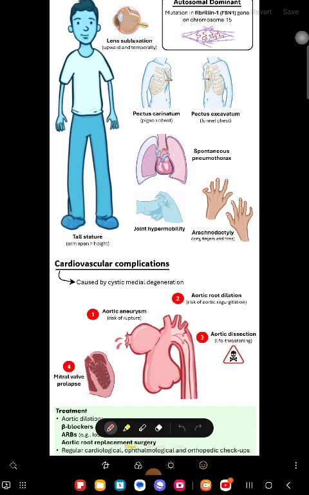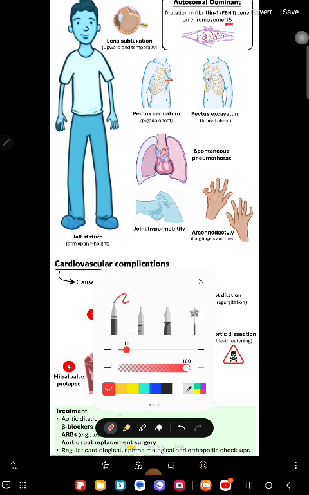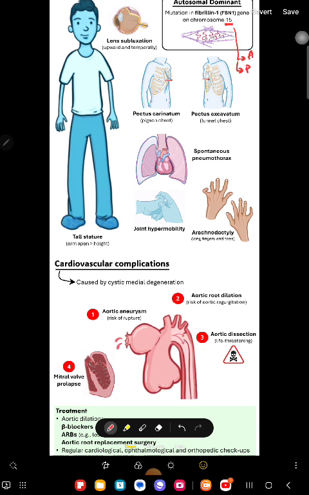And also, it's important to know that the mutation is in a gene called fibrillin 1 gene. And this fibrillin 1 gene is on chromosome 15. If you remember, guys, chromosome 15 was also carrying the genes for other diseases, especially Angelman syndrome and Prader-Willi syndrome. These two syndromes are very important.